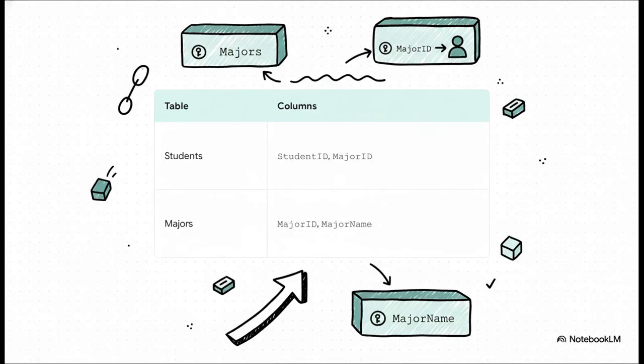And you guessed it, the solution is another clean split. We just create a totally separate table just for majors. So now the majors table holds the major name, which depends directly on its key, the major ID, and the students table just needs to keep track of the major ID. No more indirect chains, problem solved.